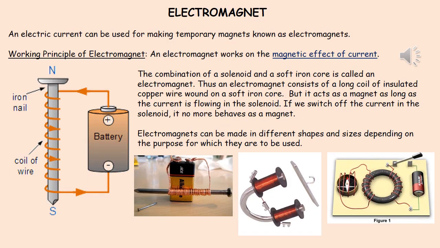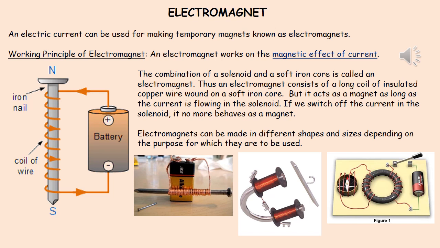Now we will discuss electromagnets. An electric current can be used for making temporary magnets known as electromagnets. What is the working principle of an electromagnet? The electromagnet works on the principle of the magnetic effect of current. That means when current is passed, magnetism is produced.